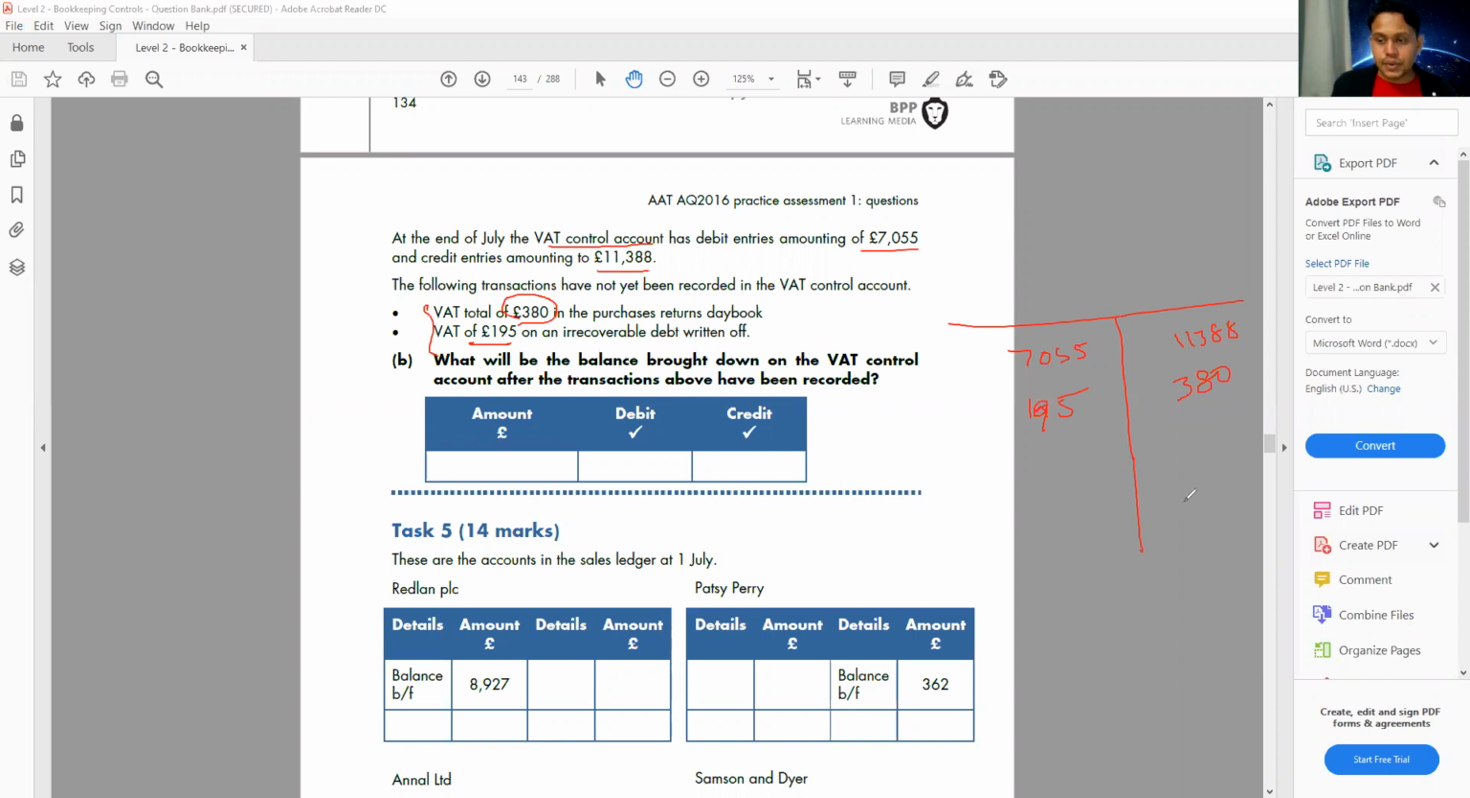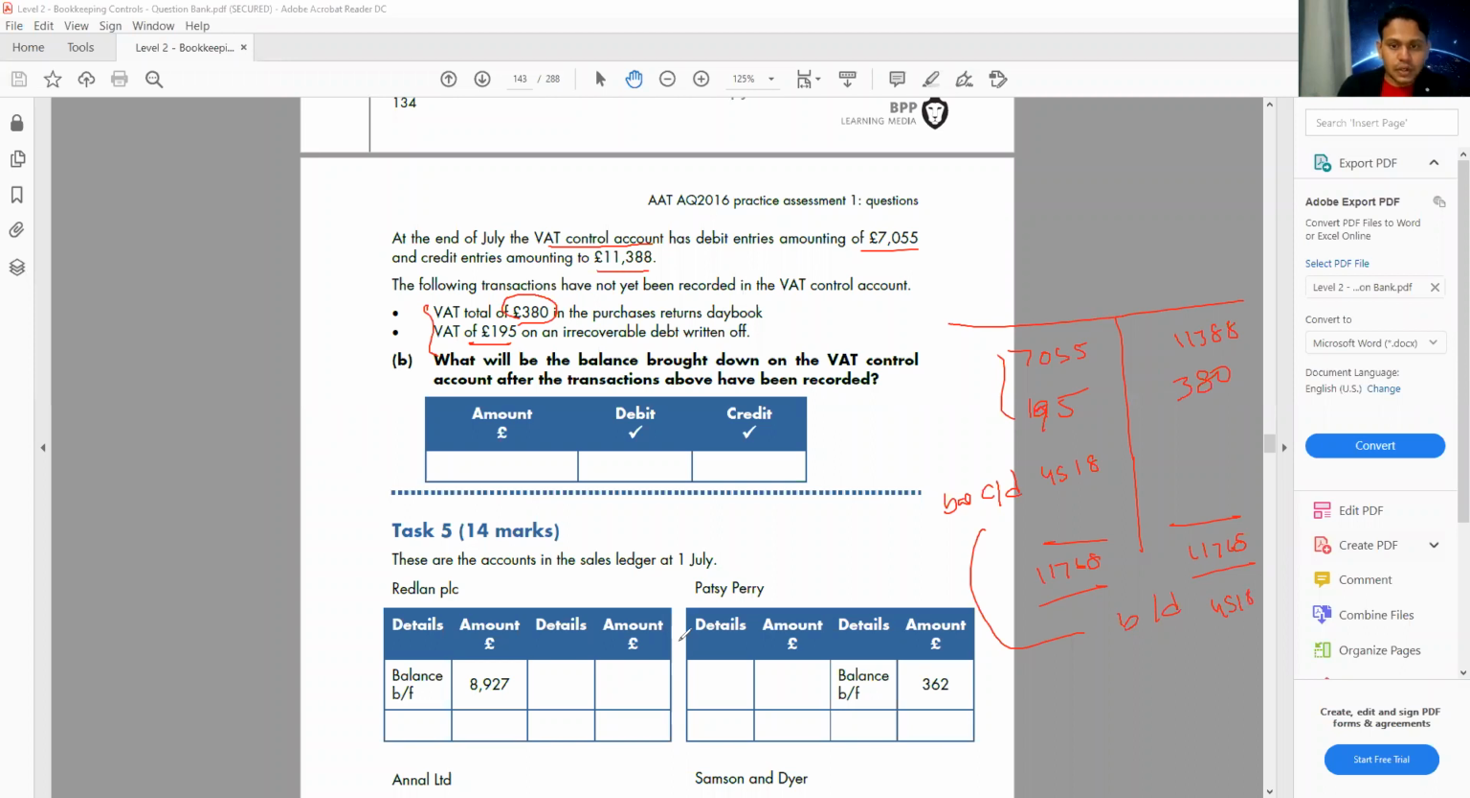Okay, so after that we're going to calculate the balance c/d. All you need to do is add the higher side and minus the lower side to get the balance c/d. You know how to do it. The credit side looks higher. Normally VAT is a liability account, so the credit side will be higher. We add 11,388 plus 380, that gives you 11,768. You write the same figure here, 11,768. We minus these two to get the balance c/d. Minus 7055, minus 195. So 4518. That's my balance, right here, and this will be the balance b/d on the other side, 4518.